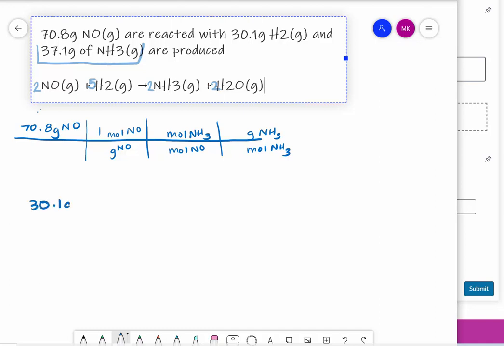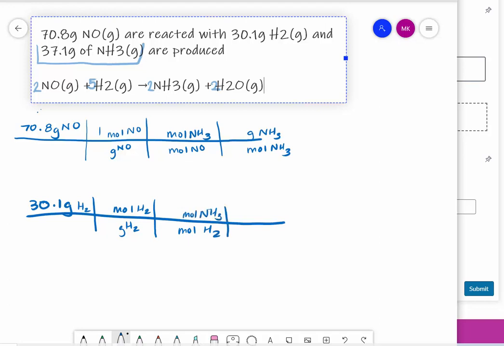So 30.1 grams, and that is hydrogen. So again, I convert my grams of hydrogen to moles of hydrogen. Then I convert my moles of hydrogen into moles of ammonia. Ammonia is the product. Then I convert the moles of ammonia into grams of ammonia. So now we can fill in the numbers.